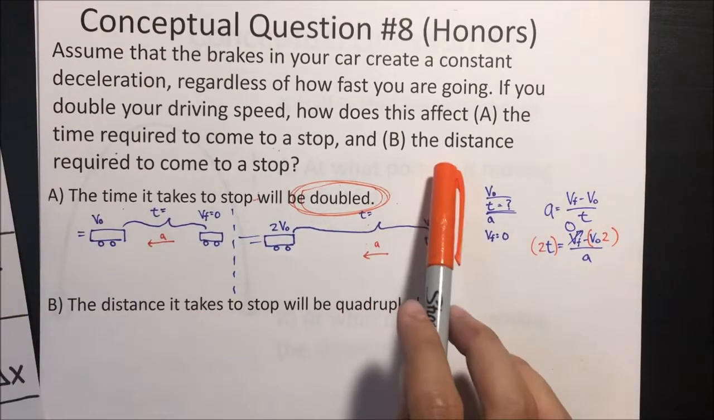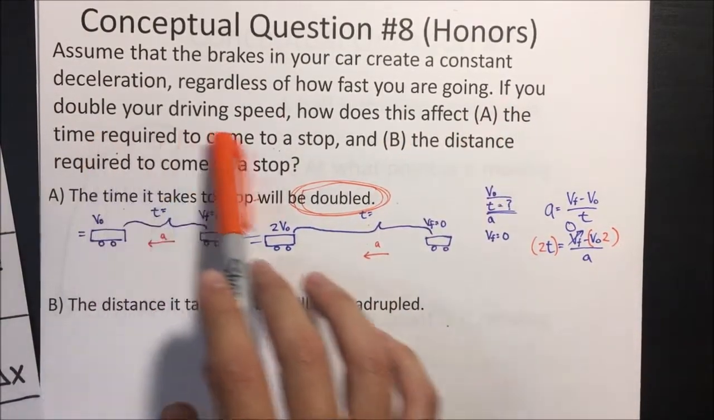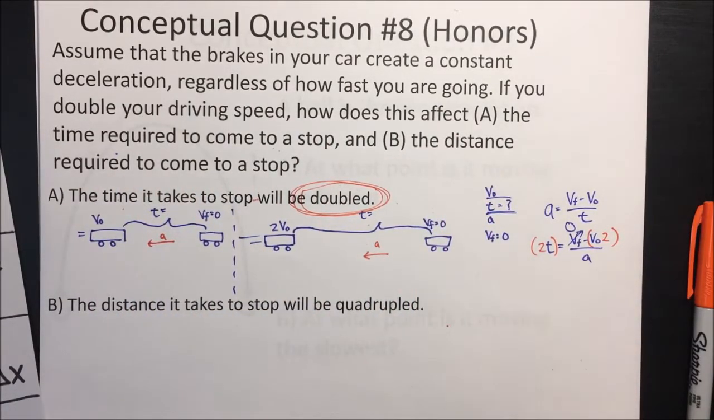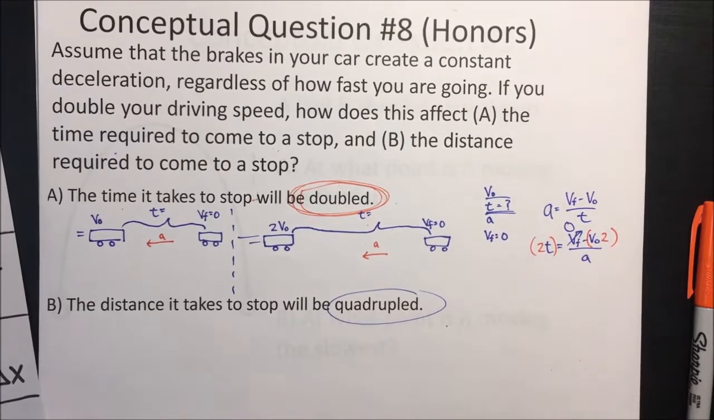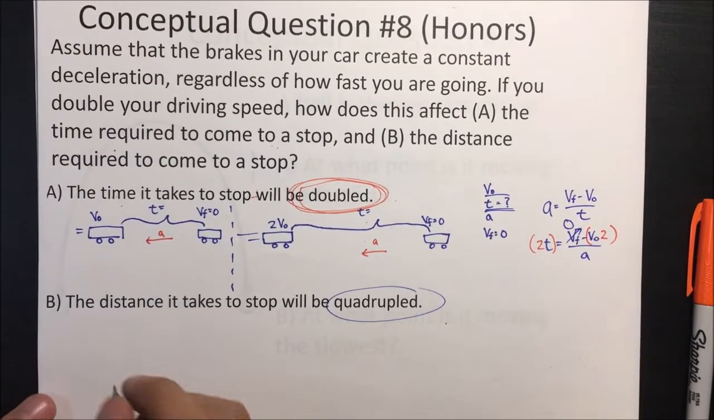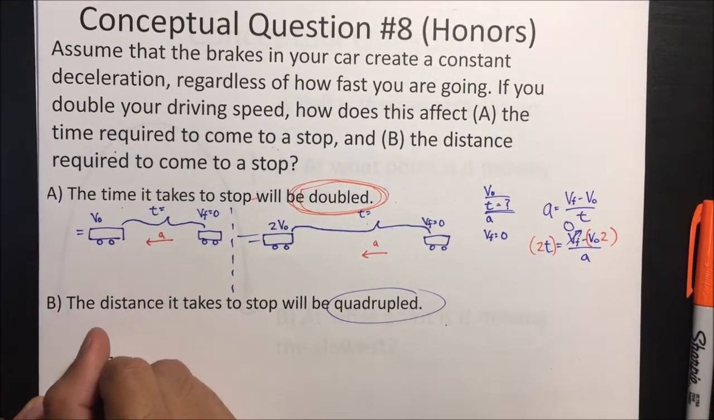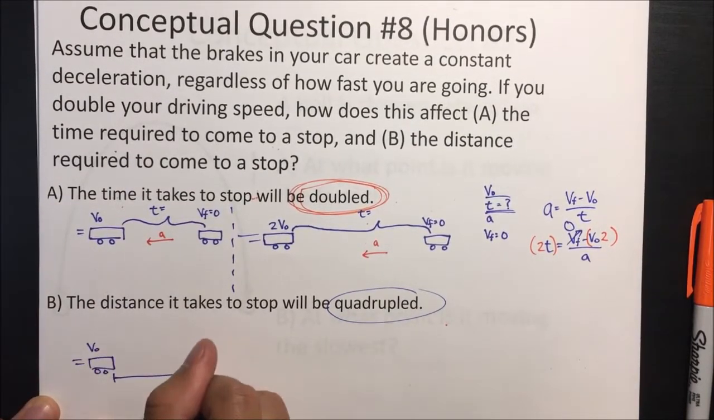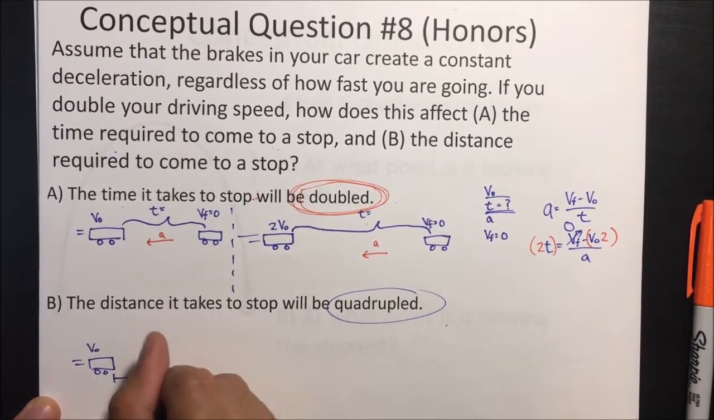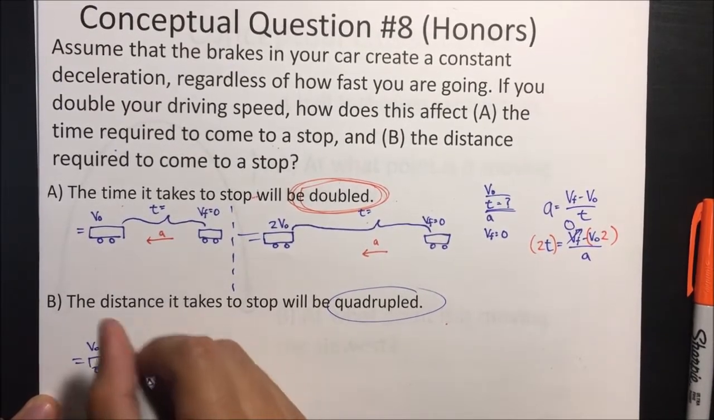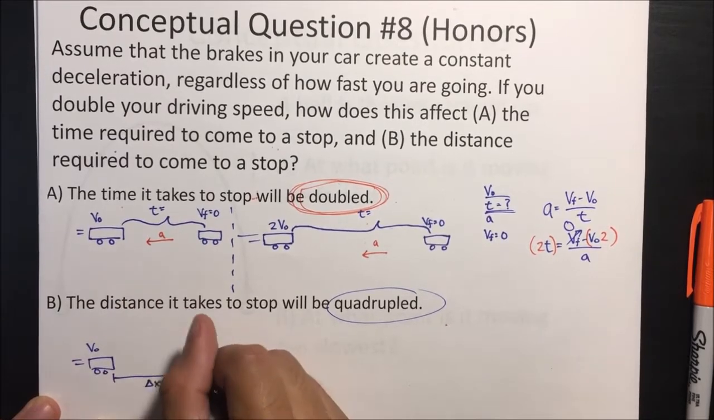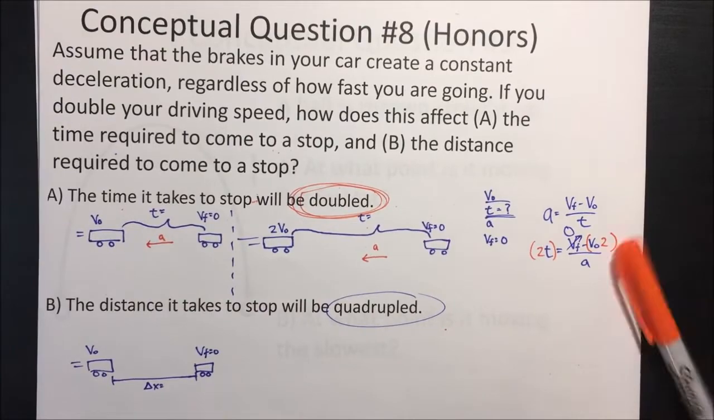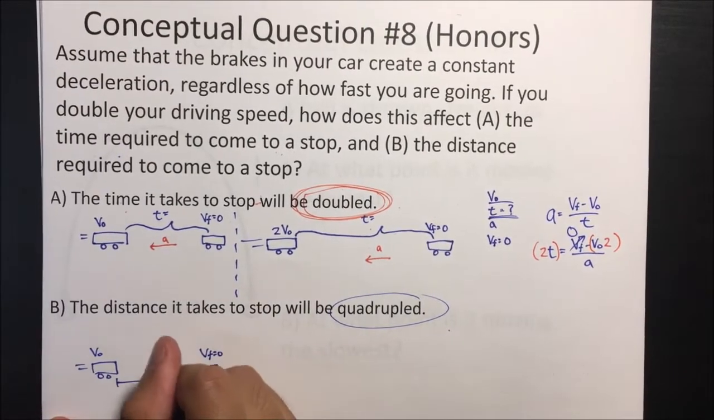Part B is we're looking for the distance. So if you double your driving speed, how does it affect the distance required to come to a stop? It says quadrupled, so we have the answer, but let's see how we get there. Again, we're looking at the same thing. We have this car going a certain velocity, but this time instead of time, it's looking for a distance. We know it's going to slam on its brakes and come to a stop. Again, we know acceleration is going the other way.